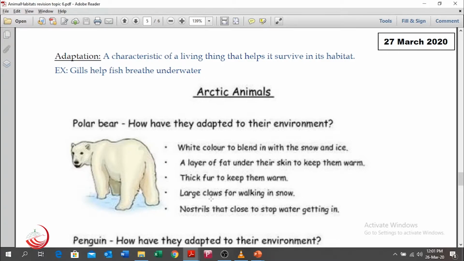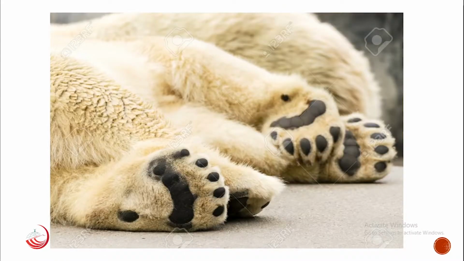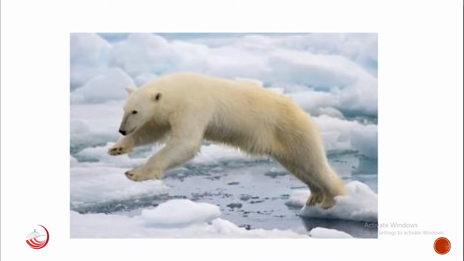They have large claws for walking in snow. Claws are these, like their hands and their feet. See how they use them? They make them more steady. Do you see it? His feet, his arms, like his hands, like claws. They're actually claws.